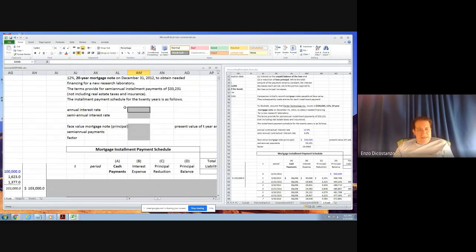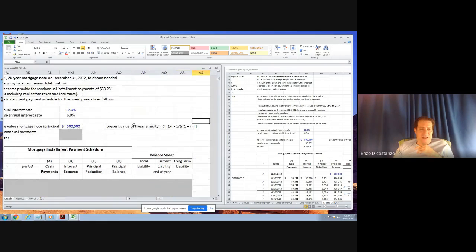So what do we have here? This is 12%. So the semi-annual rate is this divided by 2. The face value of the note, 500,000, is right there. The factor: you're getting the present value of the annuity, which is 500,000. Then you're making 2 payments a year for 20 years, 40 payments. So T is 40. C, you don't know. C is the 33,231, and then the present value is the 500,000.